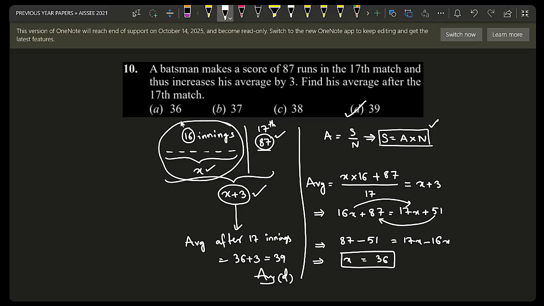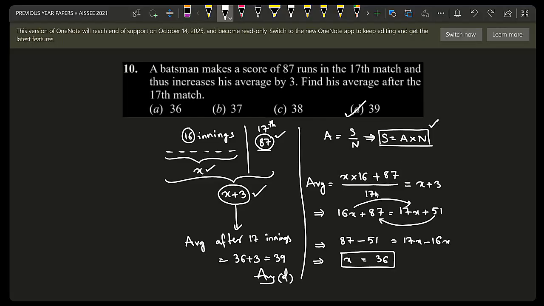Sum formula is sum equals average into number, right? I'm asking the sum formula, not the average formula. So average is X and number is 16, so it is going to be X into 16, right? Yes, sir. So for the first 16 innings, I got the sum of scores, and in the 17th innings his score is 87. If you add all of them, you'll get the sum of all his scores in the 17 innings.